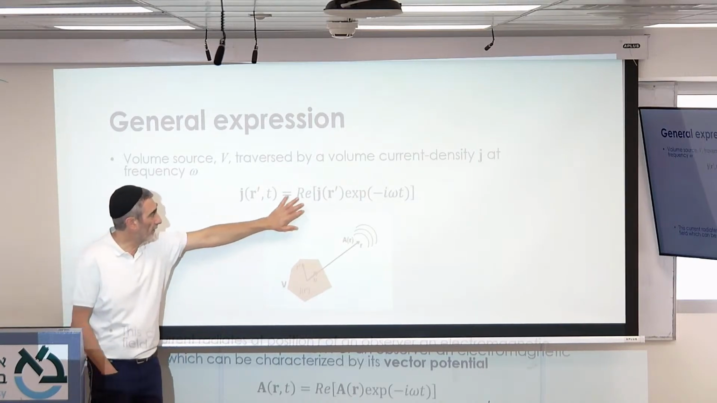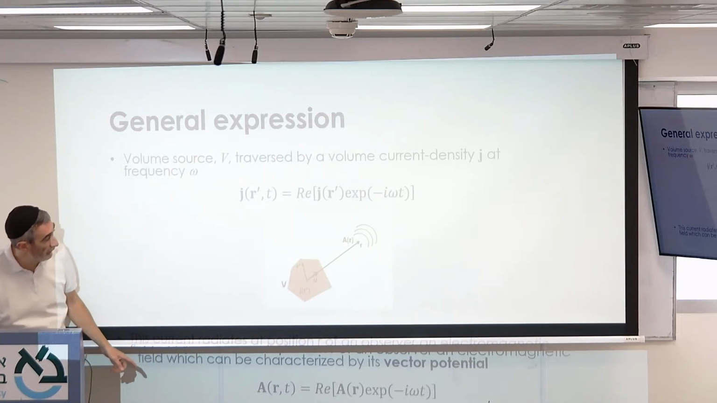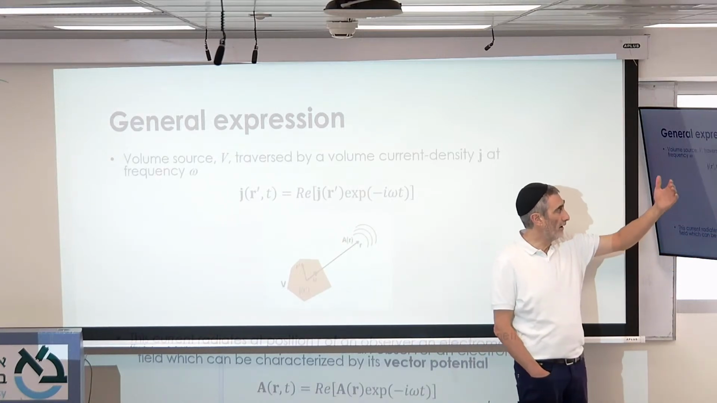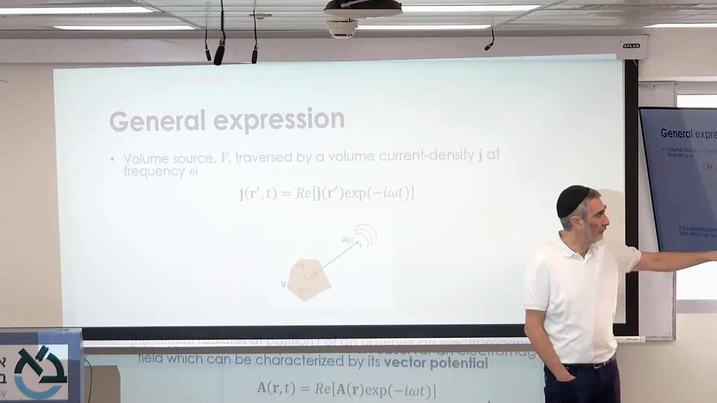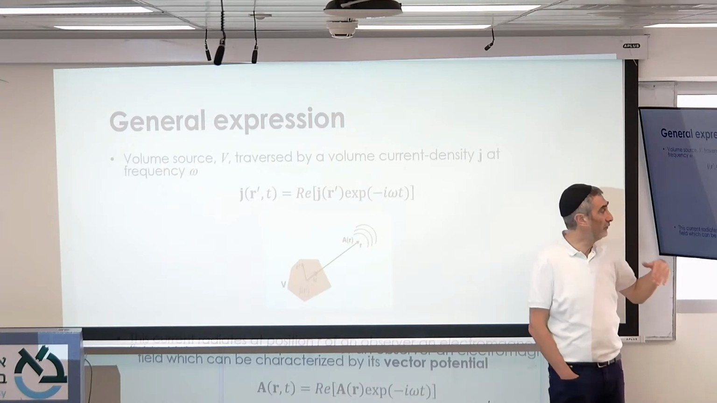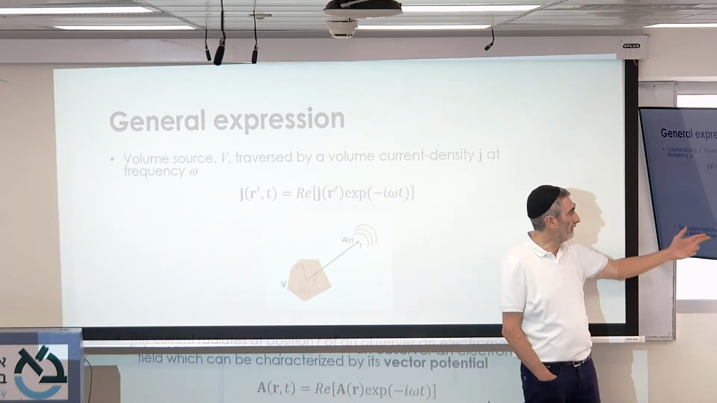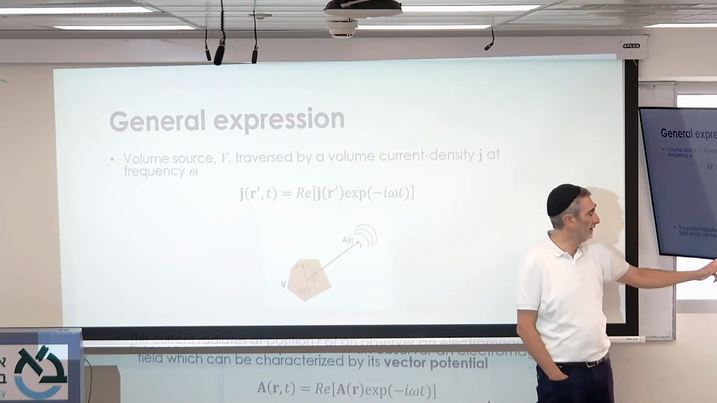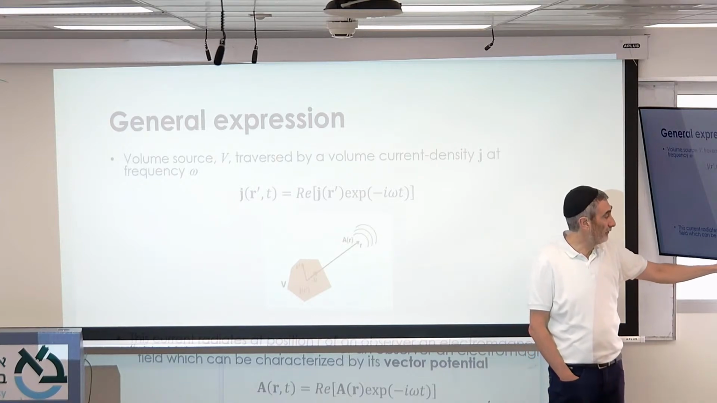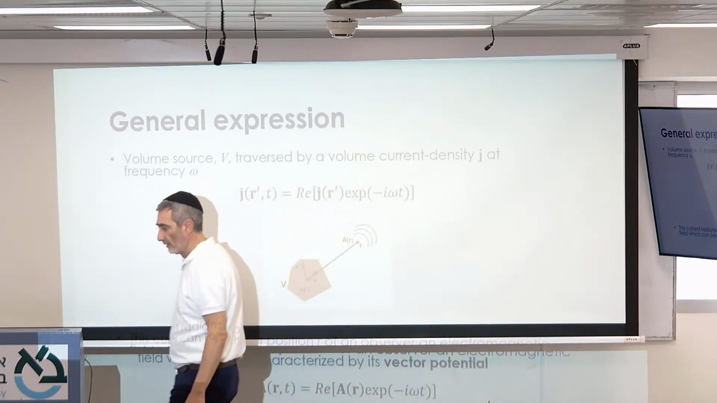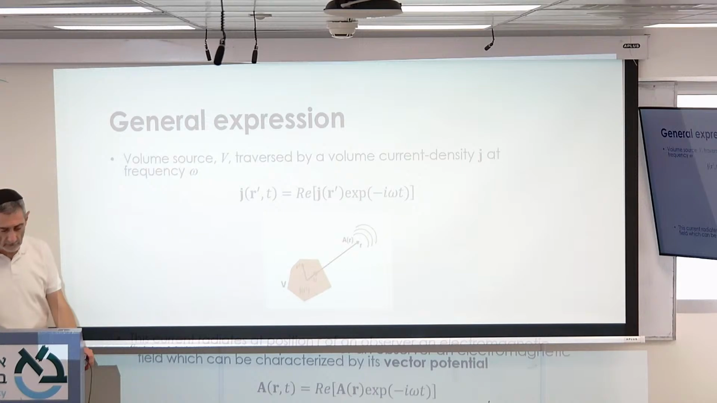Okay. So here we define the current, and the current will radiate away at the position r of an observer. At the position r of the observer here, it will radiate an electromagnetic field, which can be characterized by its vector potential, A of r at time t. It's the real part of A of r, that's the amplitude, and the time variation, the phase. So the question is, can we relate A and J?